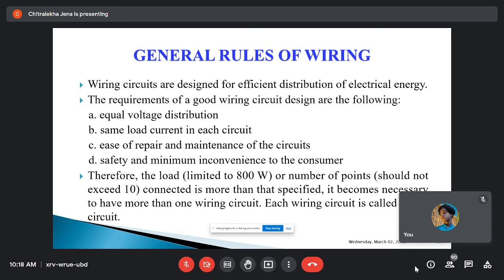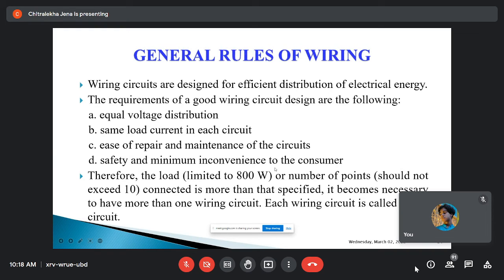No, ma'am. That means you are easily repairing one of the loads. If other loads are working, it is good. It's not that in one particular room, if one bulb is not working, another fan will not work, another bulb will not work. No, you don't have to do that type of wiring. This is the minimum requirement of a good wiring circuit. Your wiring should be such that there will be ease of repair, and you can easily repair it and maintain the circuit.